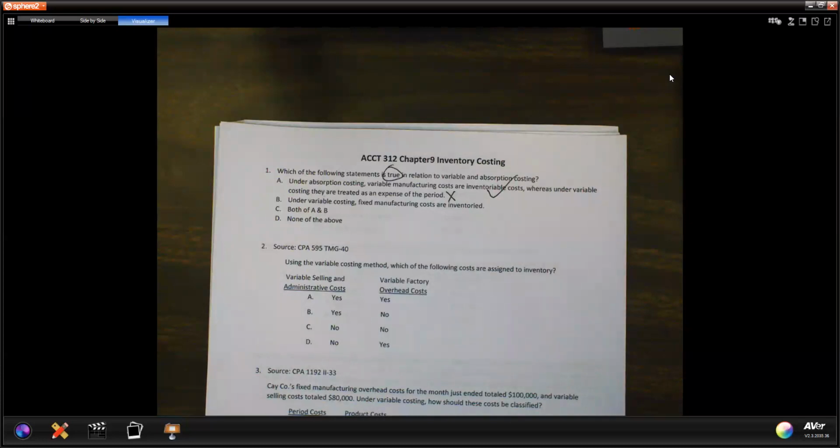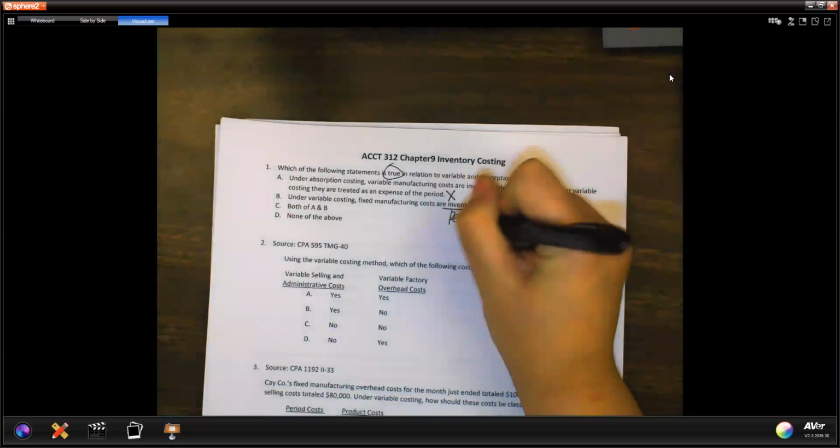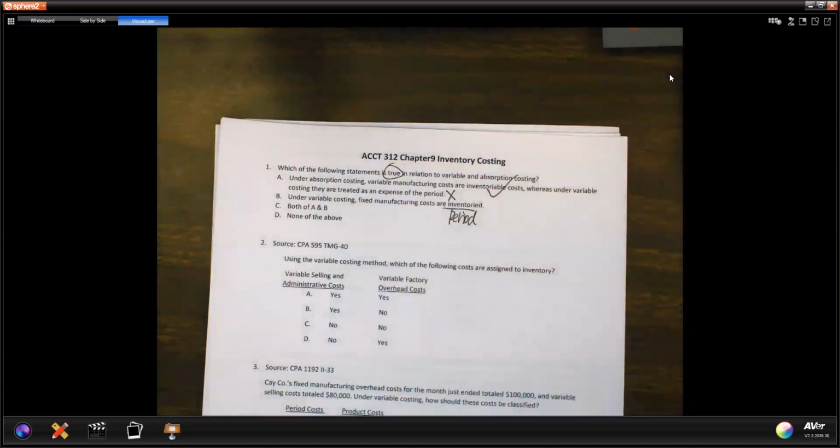Choice B, under variable costing, fixed manufacturing costs are inventory. This is wrong. We talked about that. They are the period cost, right, under variable costing. So your answer should be D.